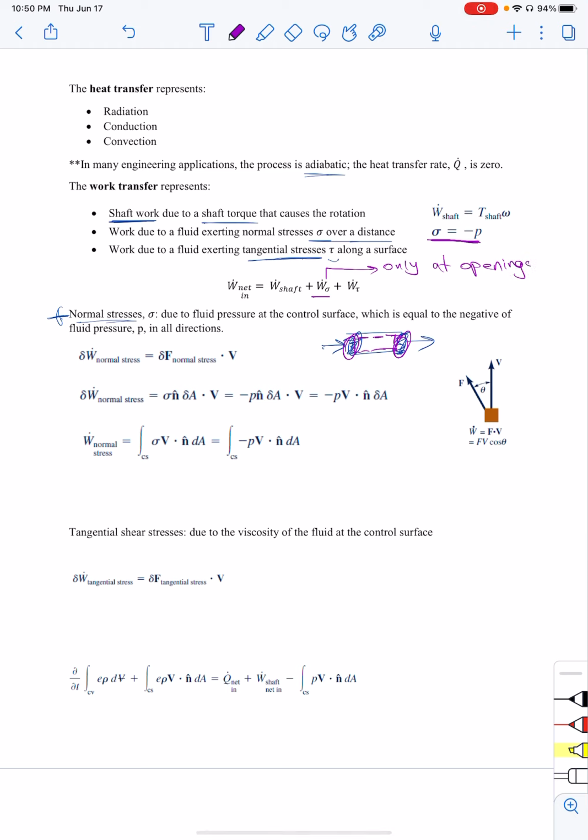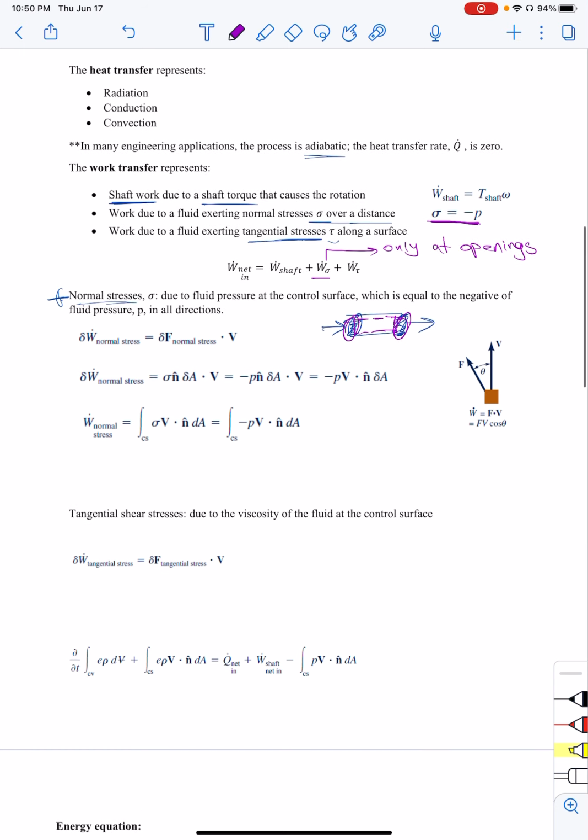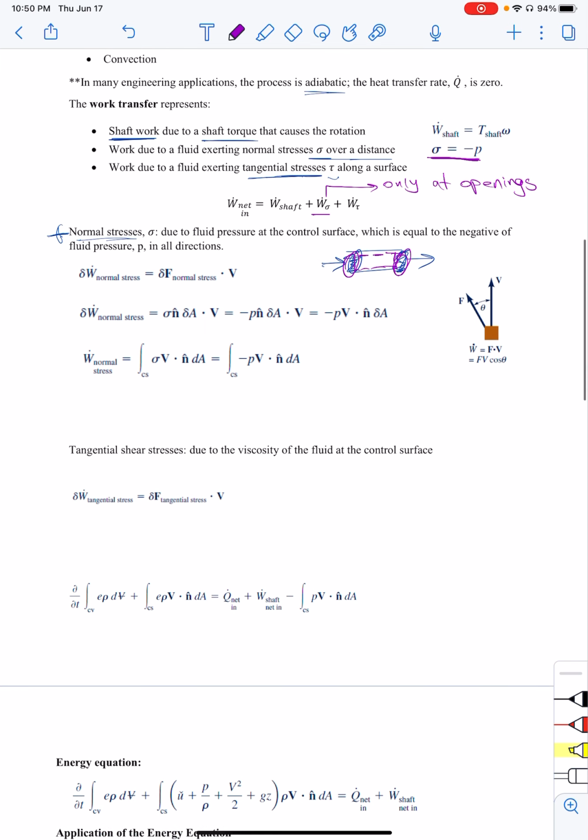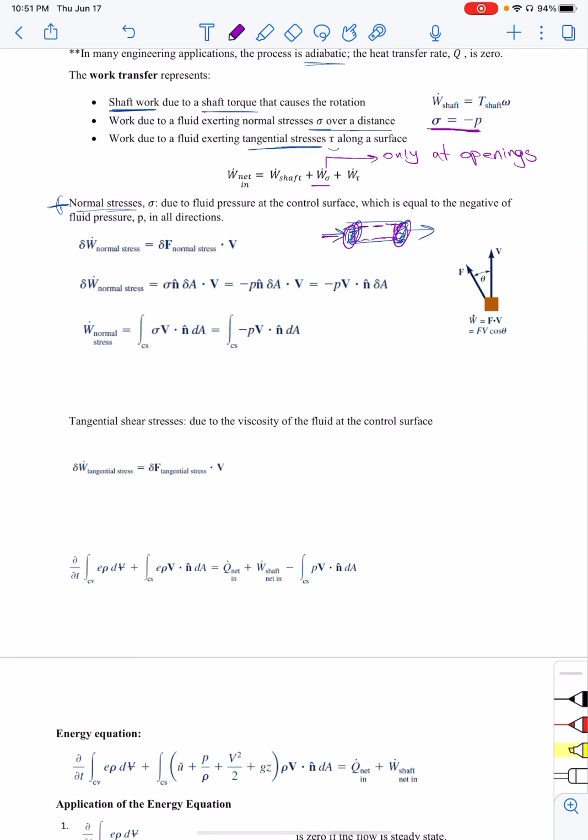We talk about these forces in the linear momentum as well. Because here, right, the velocity is not zero if we look at this equation also right here. So this is why we have the normal stresses at the opening.